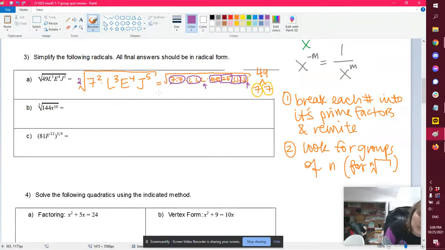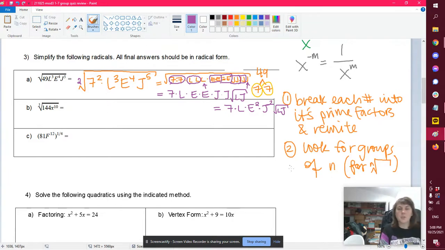When I'm looking for these groups, I get to bring out 1 from each group, and then I rewrite the leftovers under the root. And then for my final answer, I would say 7 times L. There's 2 E's, so I'll say E squared. There's 2 J's, I'll say J squared. And then this one becomes LJ in the bottom. And that's your final answer.